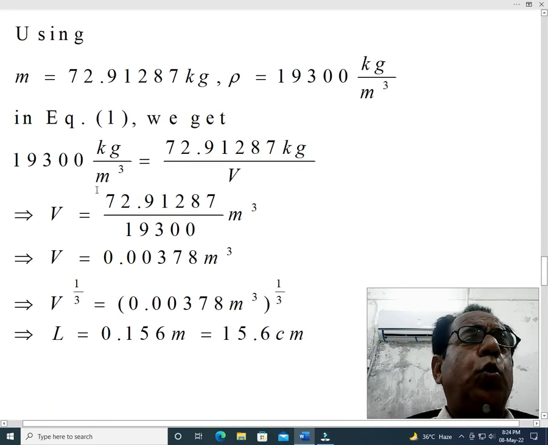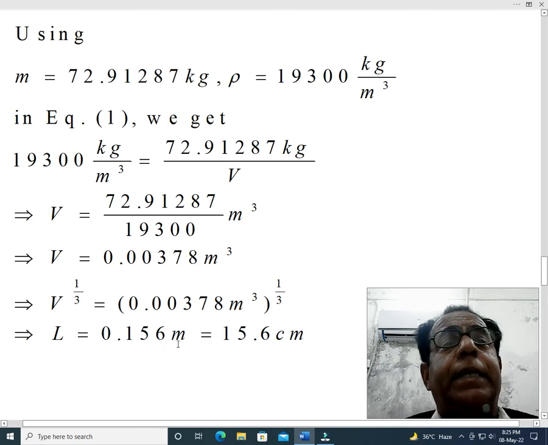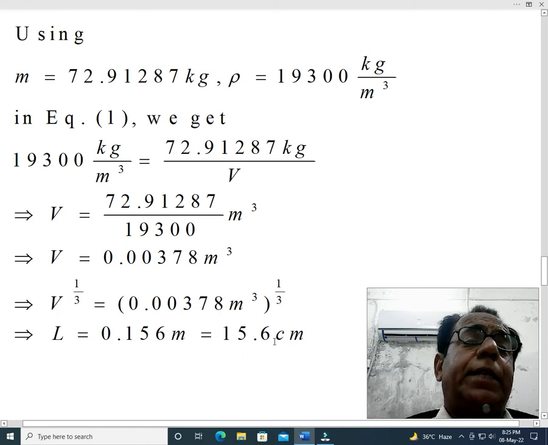So volume is equal to this, and we have taken cube root on both sides, and we know that cube root of volume is equal to length, and hence length has become equal to 0.156 meter, and it is our discretion that we can convert meter into centimeter, and hence it will take this form. I think this is the solution of our problem.